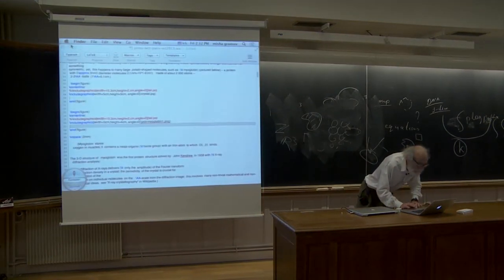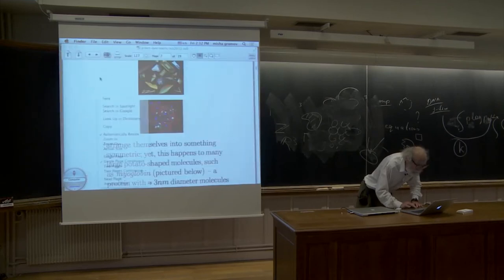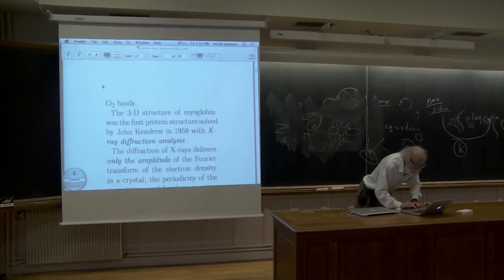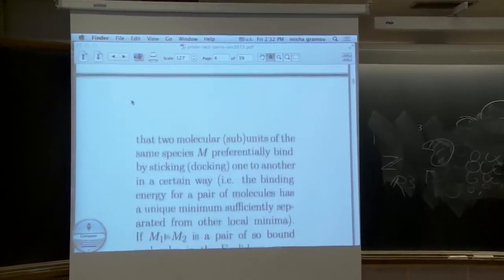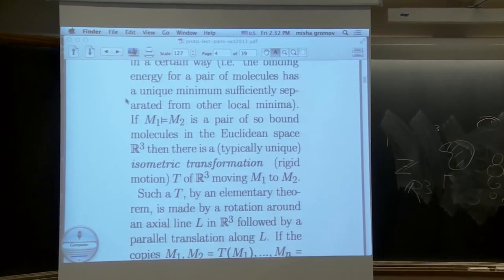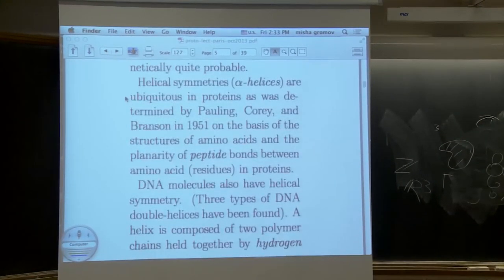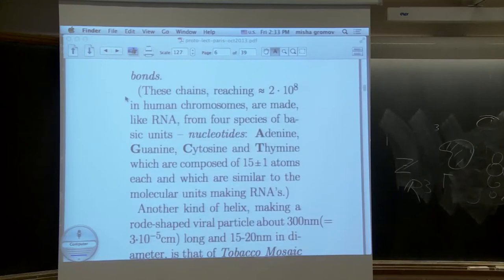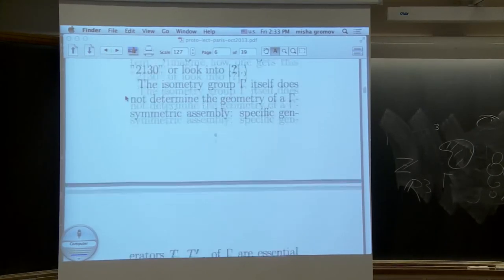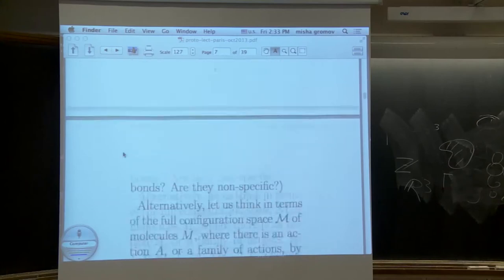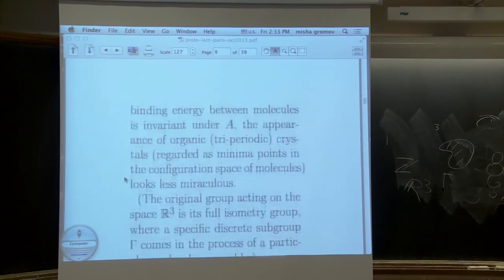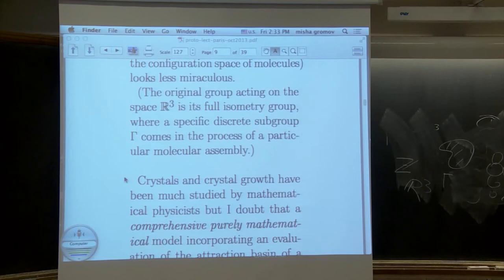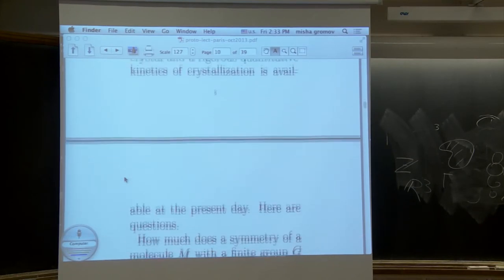Okay, what is this? Yeah, this is some talk about symmetries. So I want to now turn to something else. Yeah, it's nine parameters, not six, of course. It's a linear group. Here's a nine-parametric one.